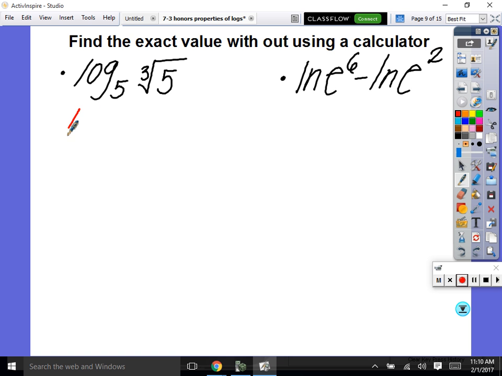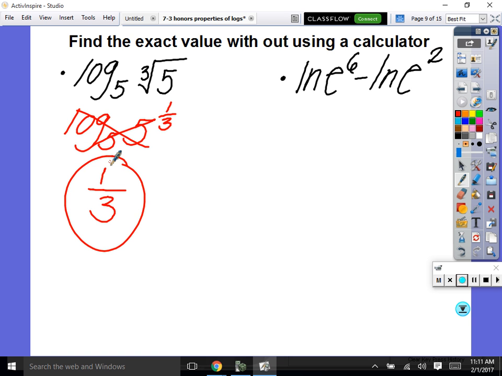Isn't this the same thing as this? Log to the base 5 of 5 to the what power? Good, 1/3. Very good. So now, log base 5 and base 5 cancel out, don't they? Yes. So our answer would be 1/3. So we had to use a property of logarithms first to be able to cancel those out.